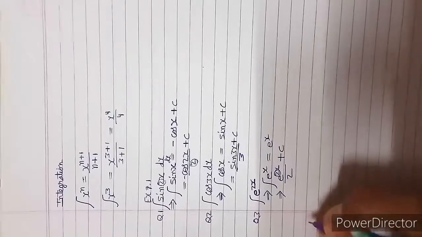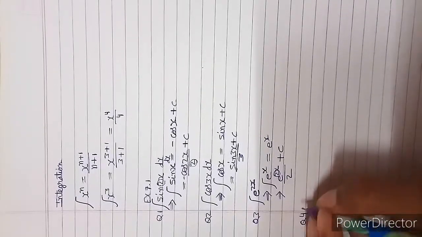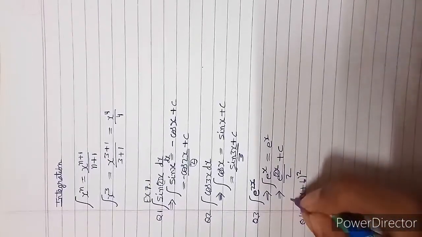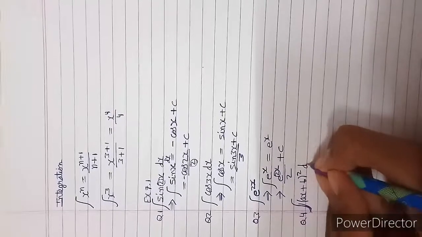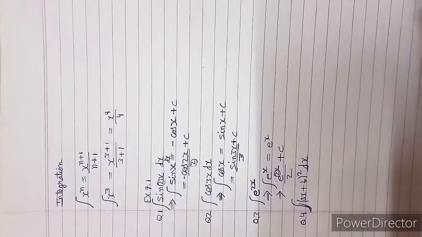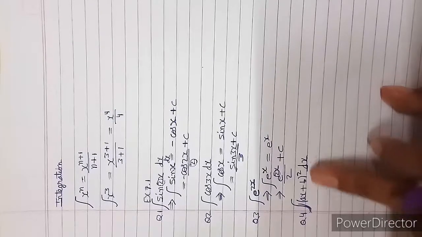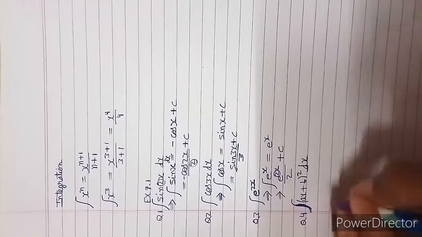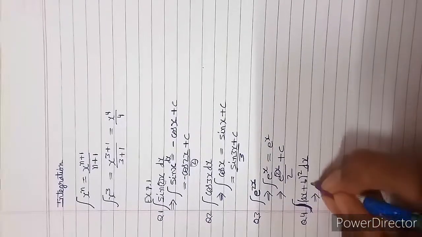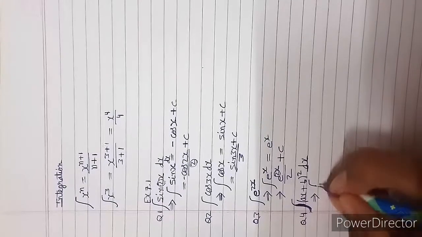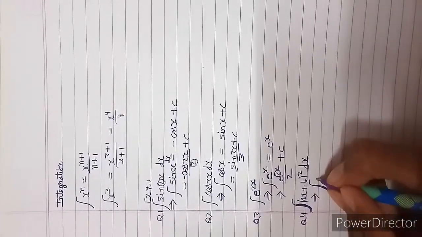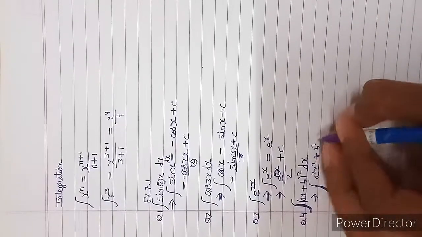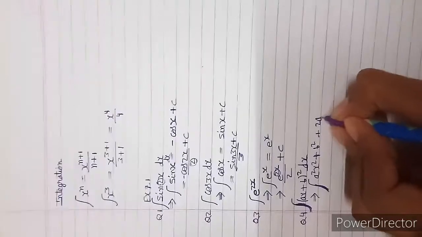Now moving to our question number 4, which is ax plus b whole square. We have to integrate this. So first thing that will come in your mind is to open the identity of a plus b whole square, and you are going in the right direction. We will open the identity. So what is a plus b whole square? Very childish question. It is a square plus b square plus 2abx.